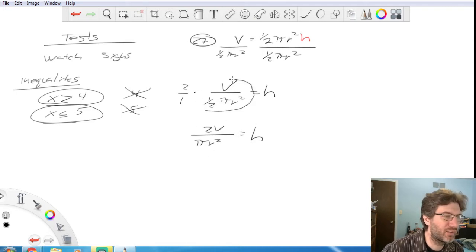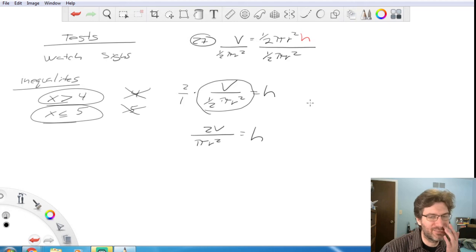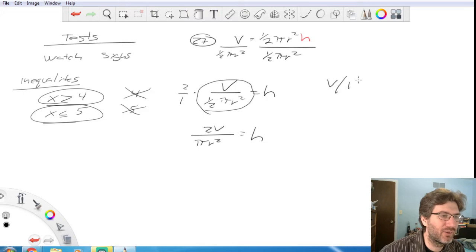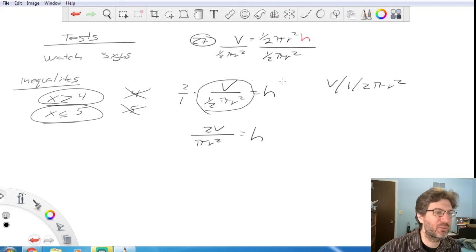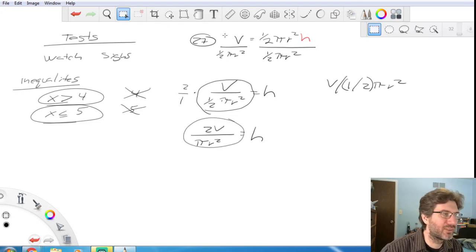If you left it like this and I was able to read it, I didn't take off points because technically you rewrote it so it equals h. But again, I might have taken off or marked it wrong because I couldn't understand what you were saying. If you had v divided by 1 divided by 2 pi r squared, that's not the same thing. If you put this in parentheses, then yeah, that would make more sense. But this is the preferred way of writing it. So if you want to go ahead and fix that one.